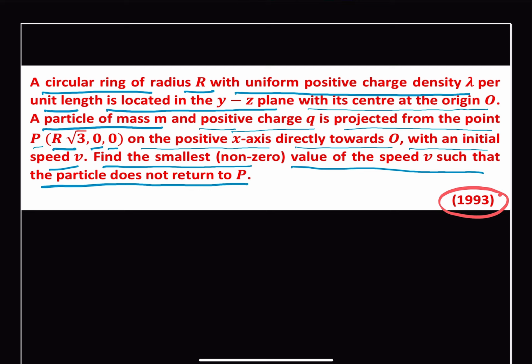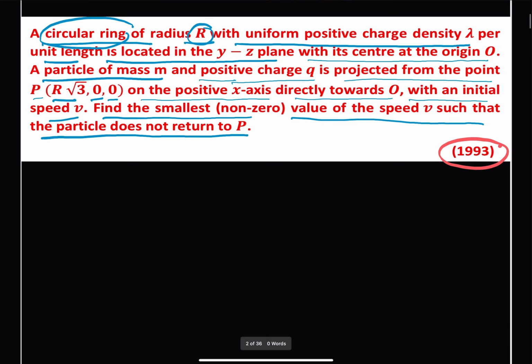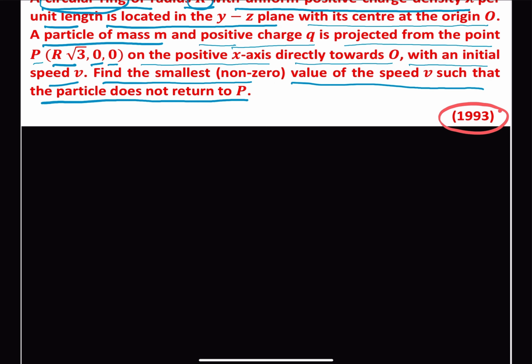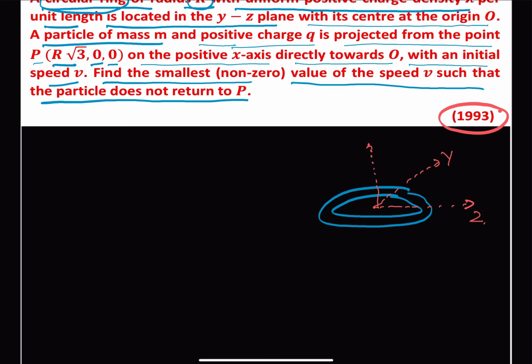So in this case, we are given a circular ring which has a radius r. So we can just draw an approximate figure for that. Suppose this is our thin ring whose radius is r, and it is in the YZ plane. This is our y-axis, z-axis, and this is our x-axis.